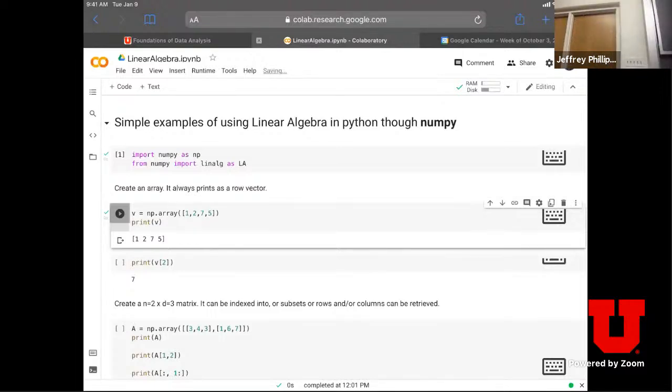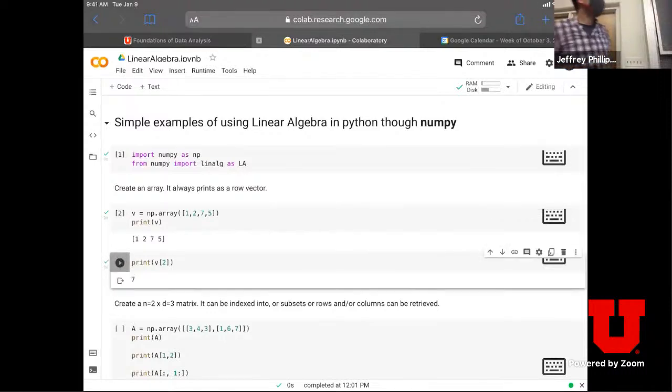I created an array by this np.array command. It tells me this v is now an array of length 4 in this case, and I can print it out. I can index into it. It says the second index is 7. This means it starts counting at 0: 0, 1, 2. So the index 2 is 7.